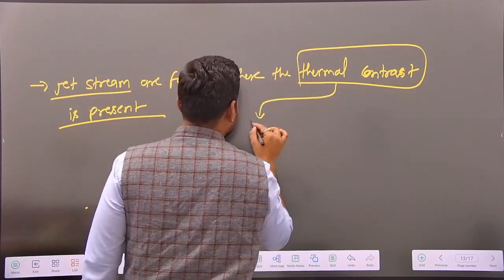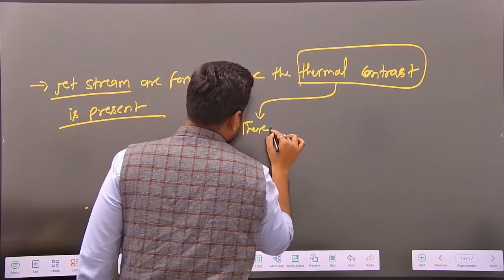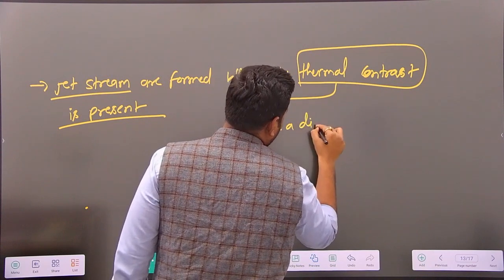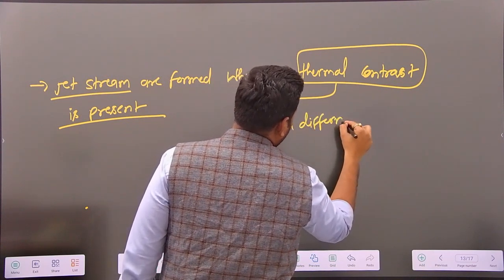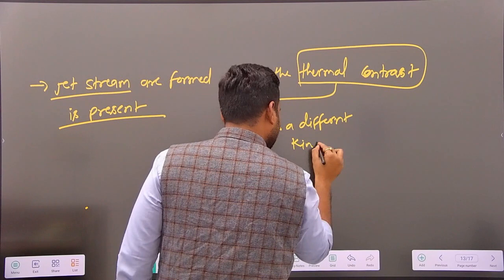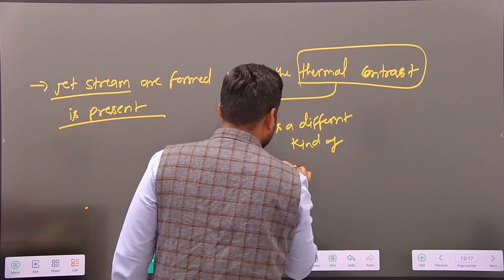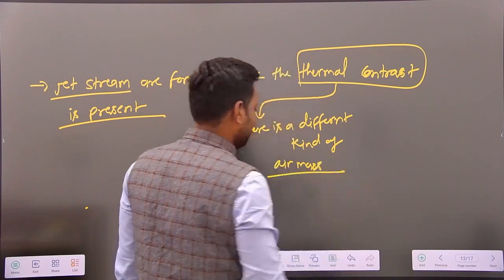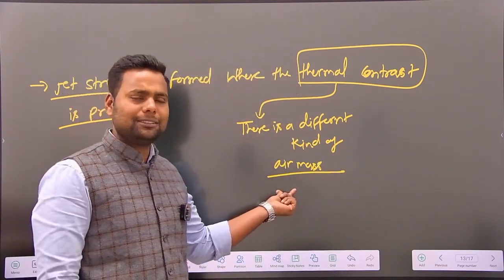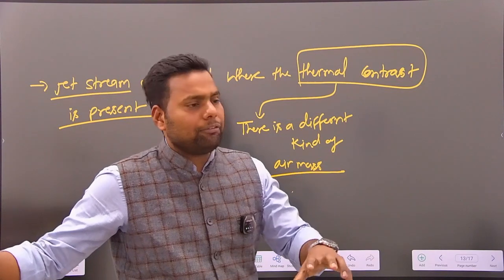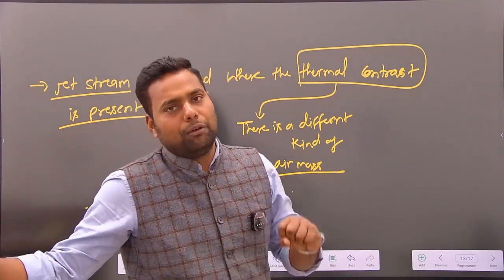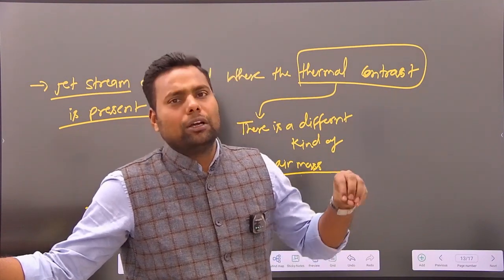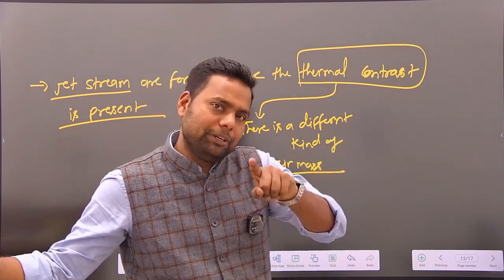There are different kinds of air masses. What is the meaning of air mass? The column of air or the parcel of air which has a homogeneous character over an area, where the temperature and humidity will be the same.